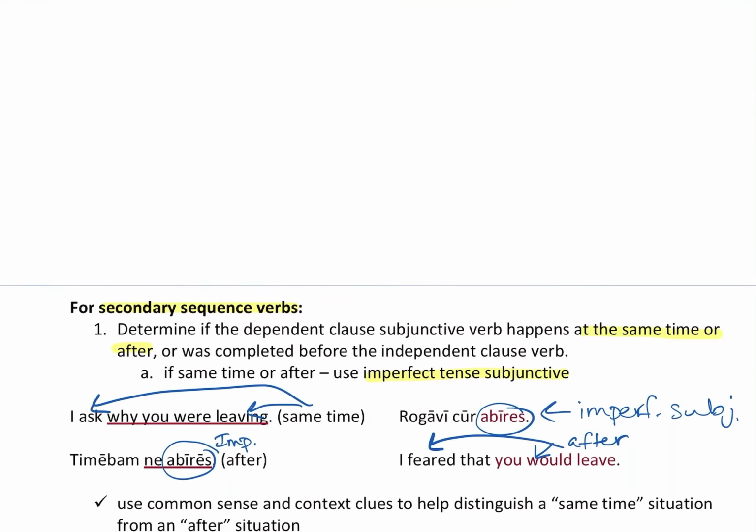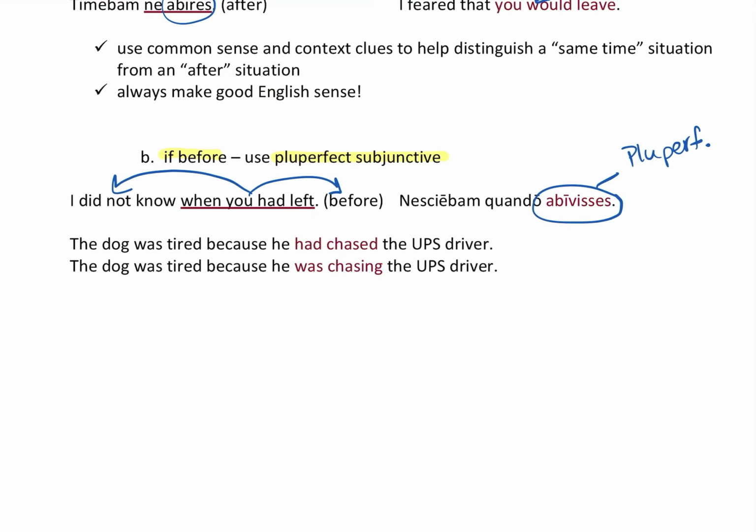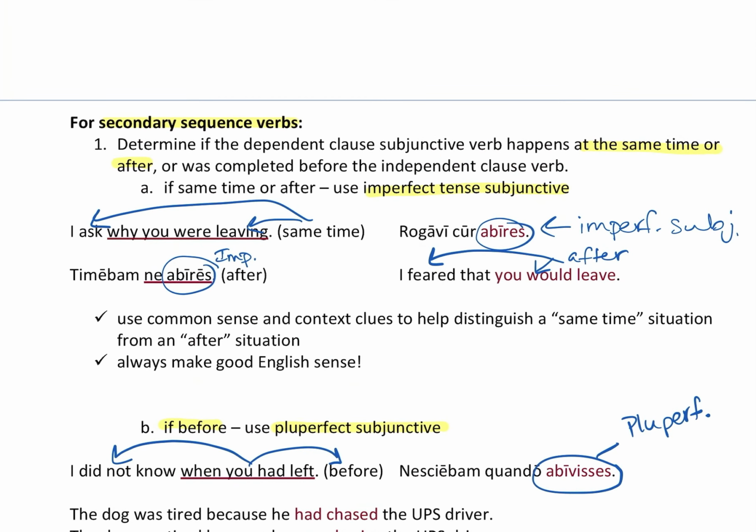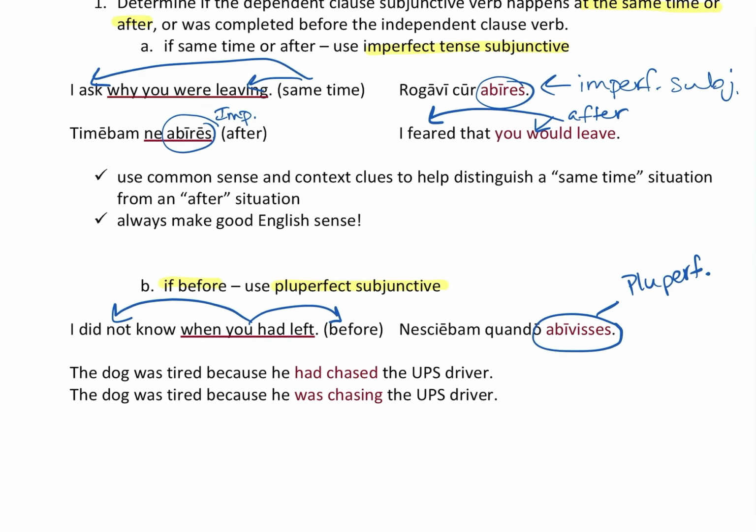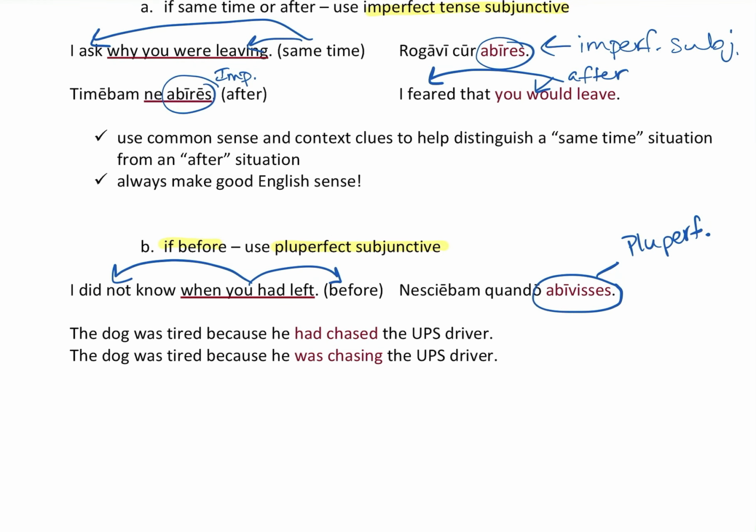All right, back to our chasing dog. The dog was tired because he had chased the UPS driver. Or I could say the dog was tired because he was chasing the UPS driver. Just remember that I had two choices. I could do after or same time, right? Because I'm in the imperfect. I'm actually in the primary sequence here. Nobody had to tell you that. You didn't have to think about that. But because you've spoken English for so long, you know that's the primary sequence, and I have two choices.